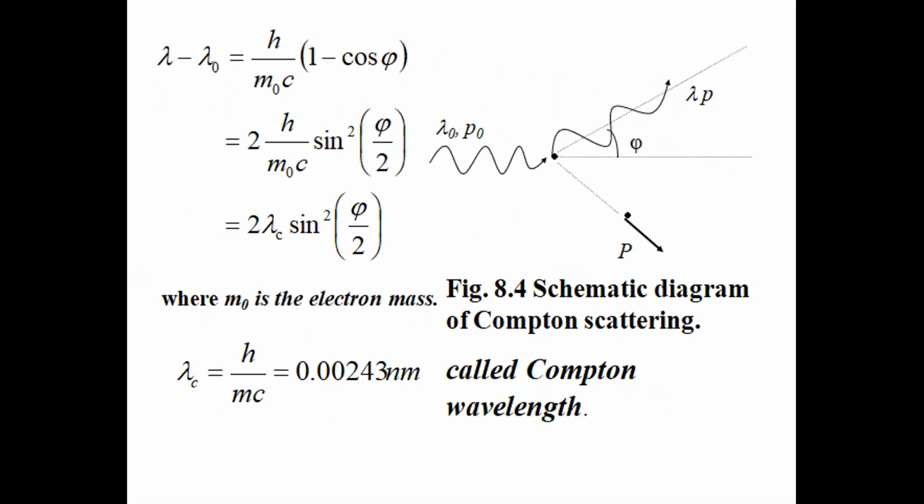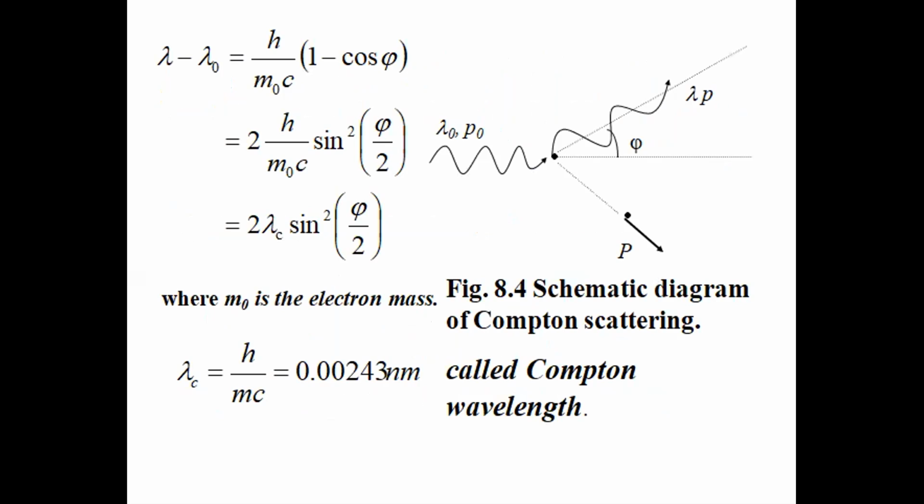Here 1 minus cos phi is nothing but 2 into sin square phi by 2. So applying that, 2 into h by m naught c sin square phi by 2, that is 2 lambda C sin square phi by 2. Here lambda C is the Compton shift, which is equal to h by m naught c, that equals 0.00243 nanometer.